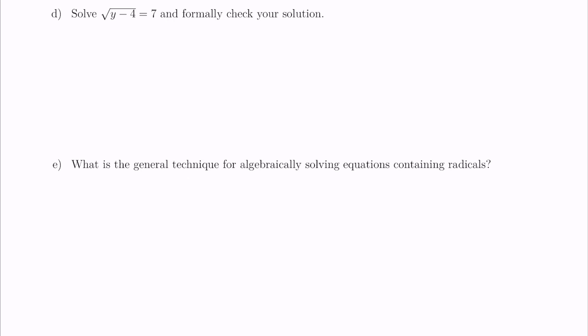So that brings us to part D. We want to solve an equation that has a square root in it, specifically the square root of the quantity y minus 4 equals 7. The complication here is that it feels like the inverse of taking the square root of something should be squaring it. If I start with the number 25 and I take its square root, I would get 5.